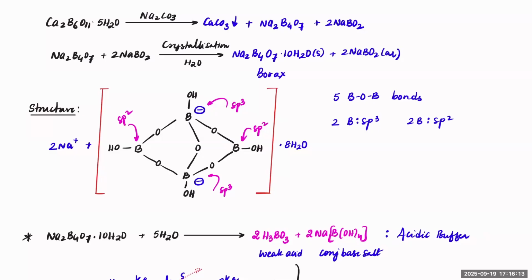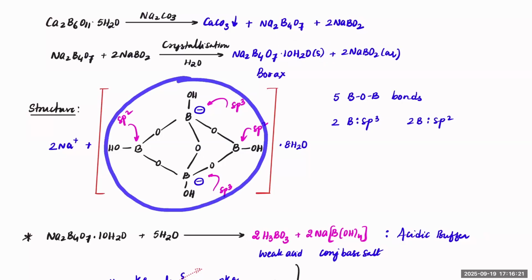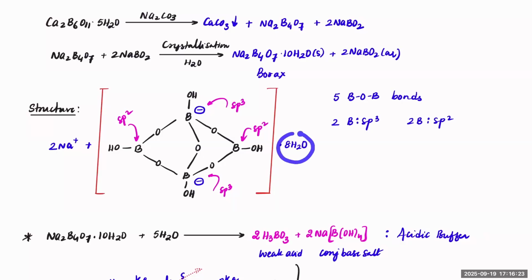So which means out of these 10 water molecules as written, two are actually present within the molecule only, and eight are present as the water of crystallization. So this is one thing you need to remember. There are five B-O-B bonds, and two sp3 hybridized borons and two sp2 hybridized borons. Clear, beta?